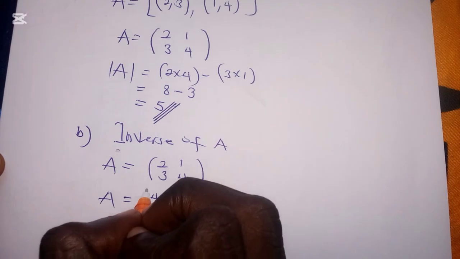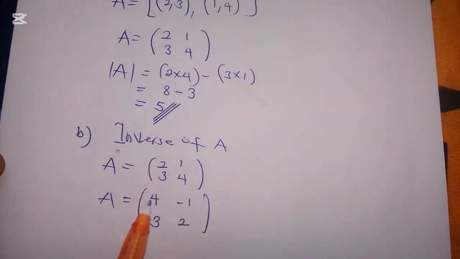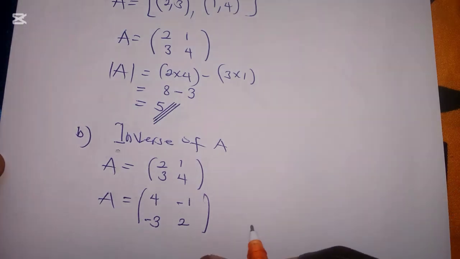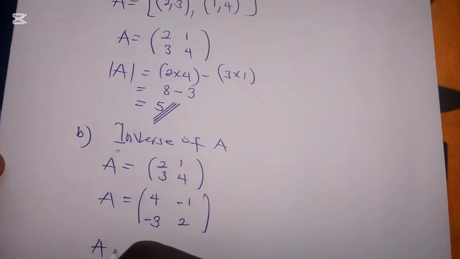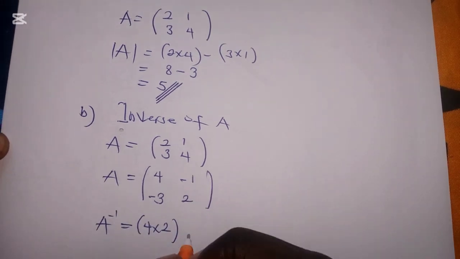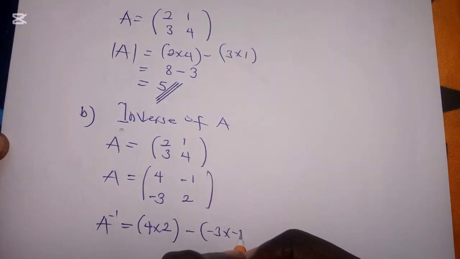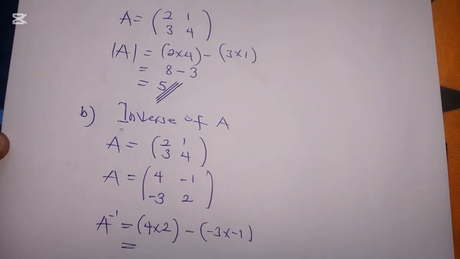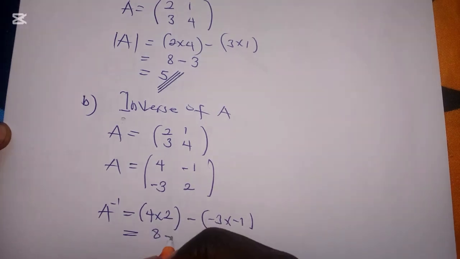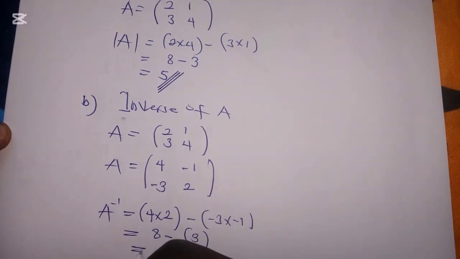Now we have changed the position of the diagonal numbers, and we also changed the signs of the non-diagonals. Then we apply the same thing, diagonal minus non-diagonals. That is the inverse of A. We can still write it this way: 4 times 2, minus minus 3 times minus 1. Then this is 8 minus 3, which equals 5 also.